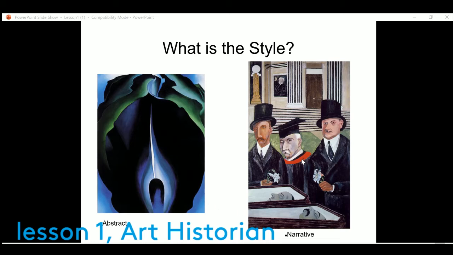Another one is narrative. Narrative normally tells a story. It's very clear that you can see two dead people in a coffin, and there are three people here bringing flowers, and they do not look angry. I mean, they look very sad. They do not look like nasty people. So it tells a lot of stories about this art. This is what we call narrative art.